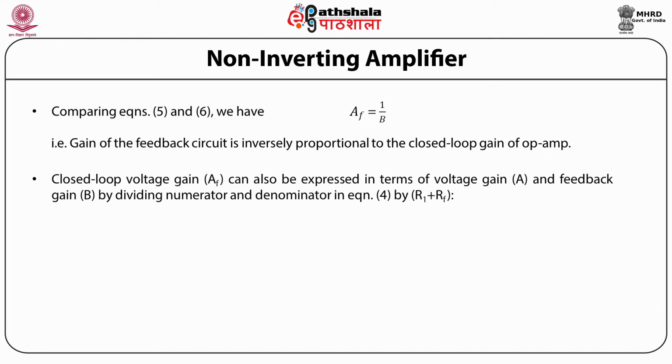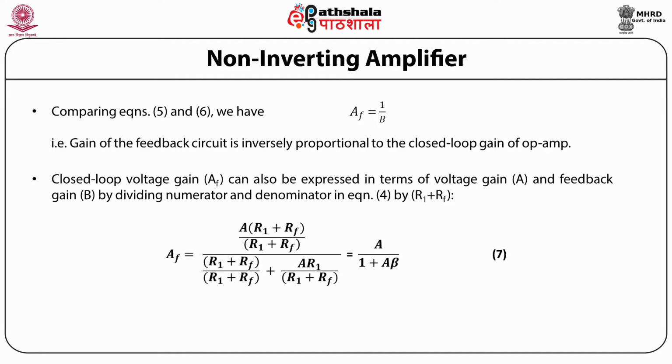Now, the closed loop voltage gain AF can also be expressed in terms of voltage gain A and feedback gain B by dividing numerator and denominator in equation 4 by (R1 plus Rf). Therefore, AF is equal to A times (R1 plus Rf) divided by (R1 plus Rf) on the whole, divided by (R1 plus Rf) by (R1 plus Rf) plus A times R1 by (R1 plus Rf). So we get AF equals A divided by (1 plus A beta). This is the expression for the gain of an amplifier with negative feedback.